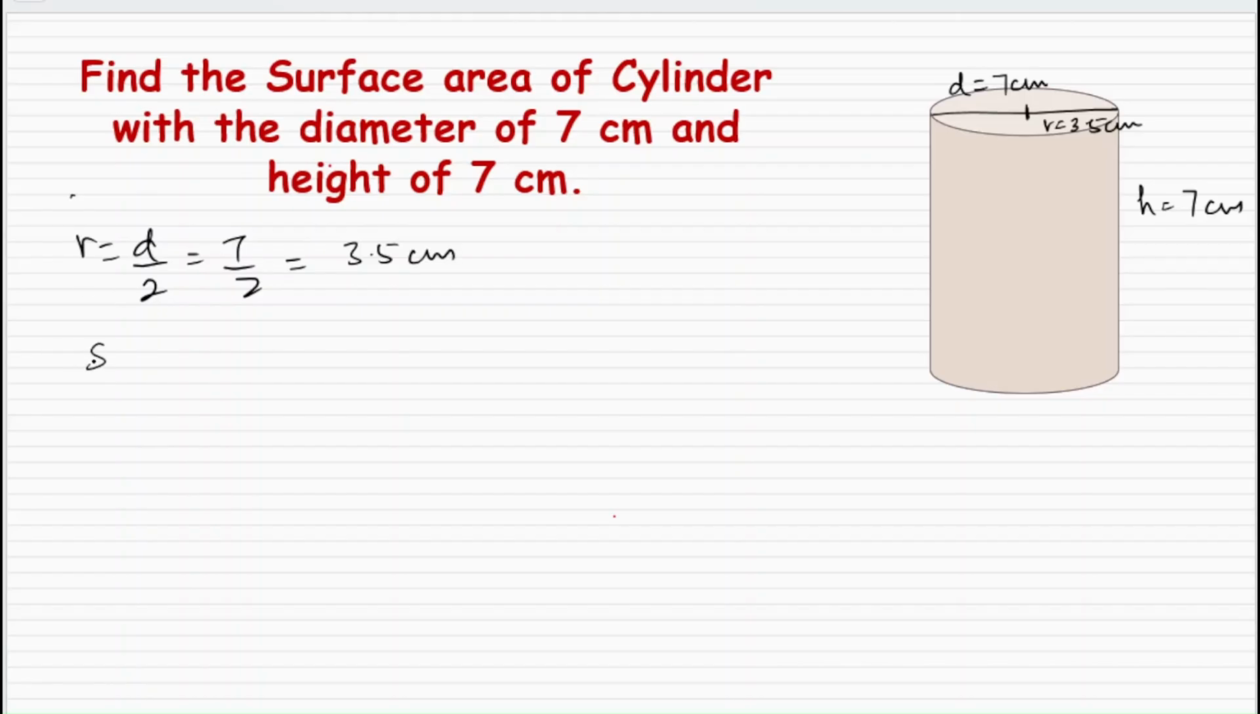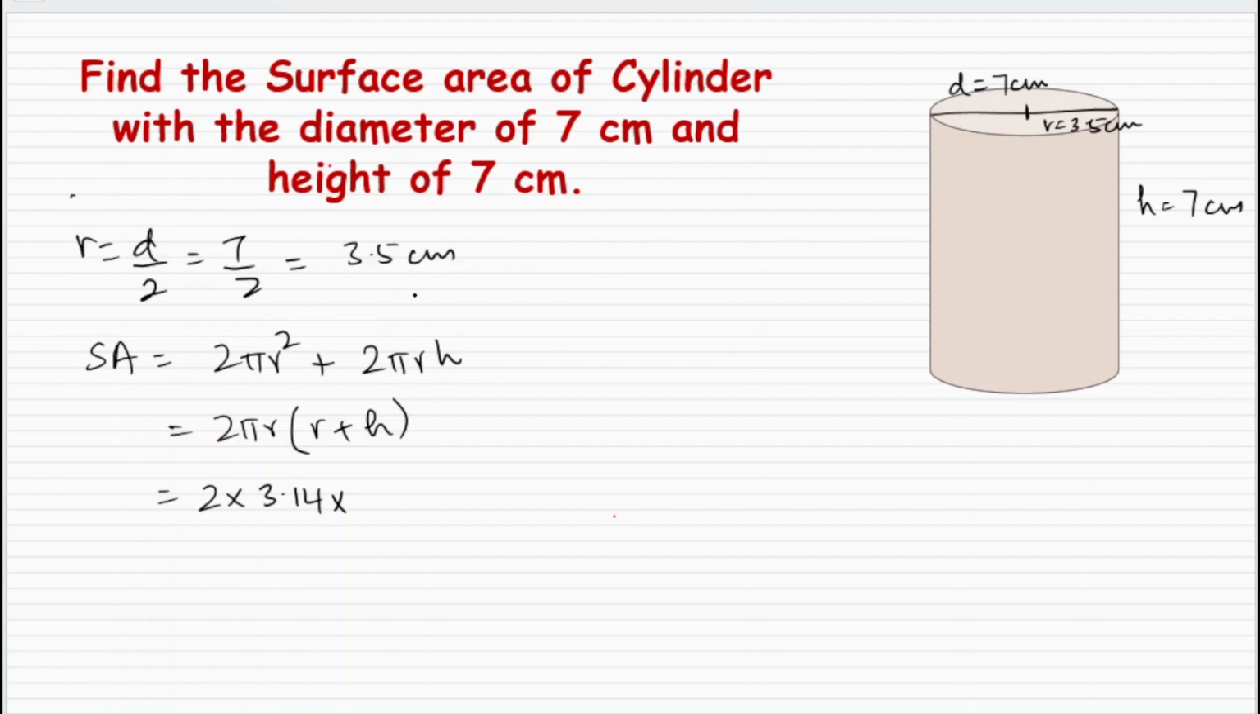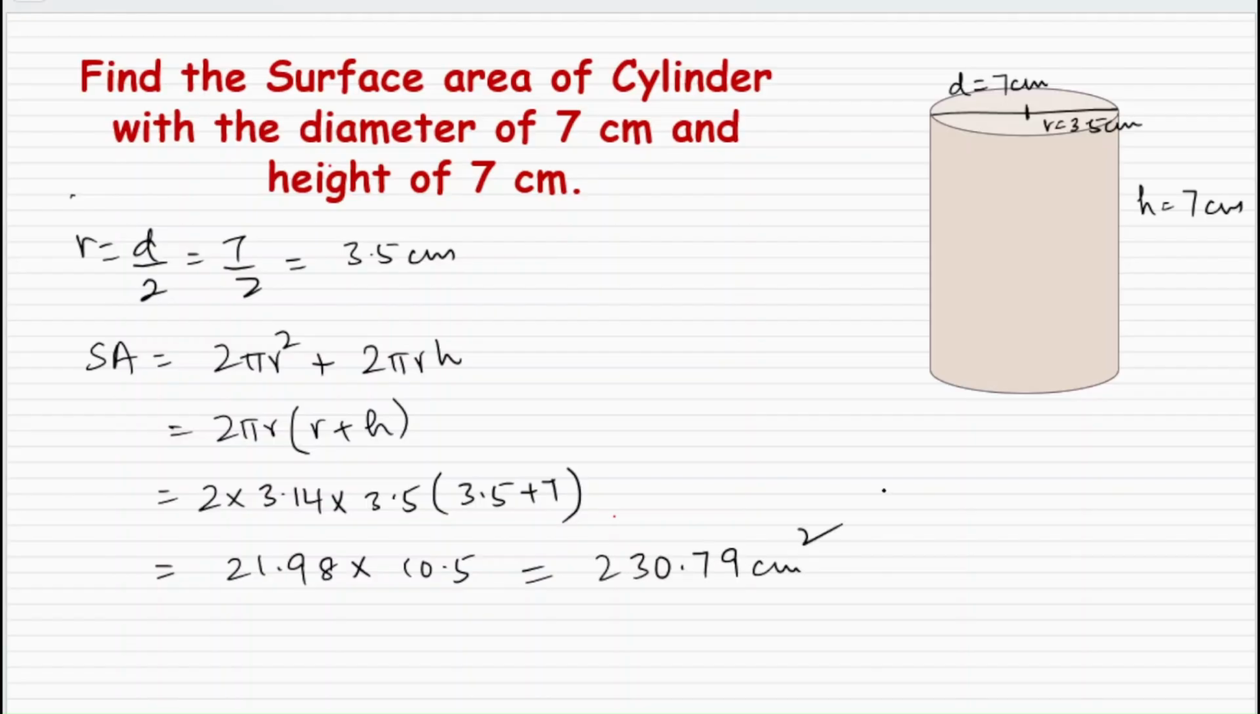Now let's calculate the surface area. It was 2 pi r square plus 2 pi r h, and this time I will use the formula 2 pi r, and inside the bracket I'm left with r plus h. So let's put in the values. 2 times 3.14 and radius is 3.5. Again radius is 3.5 and height is 7. So when I multiply these three numbers, I get 21.98 times 3.5 plus 7, which is 10.5. And on multiplying these two, the surface area comes out to be 230.79 centimeter square.